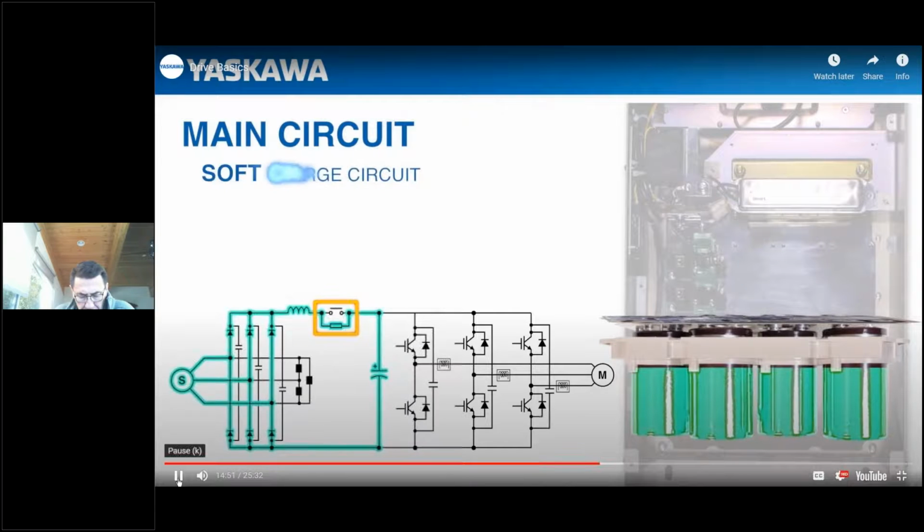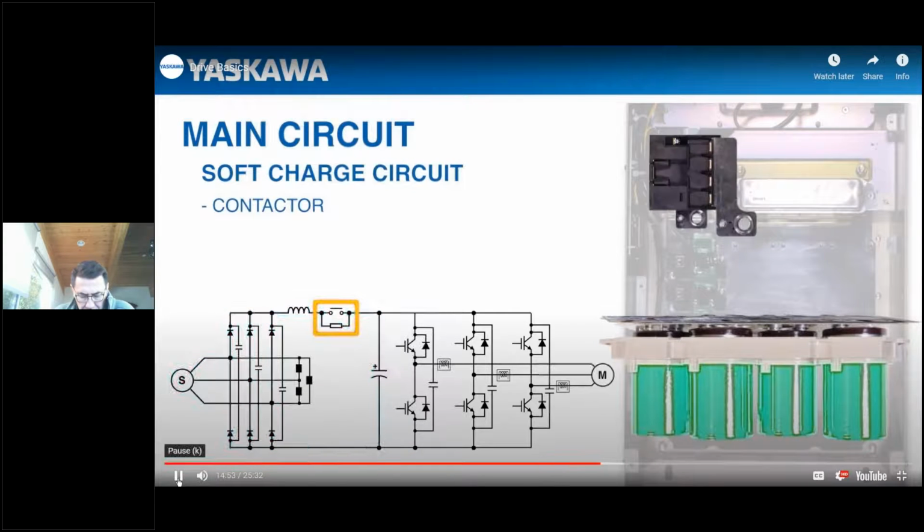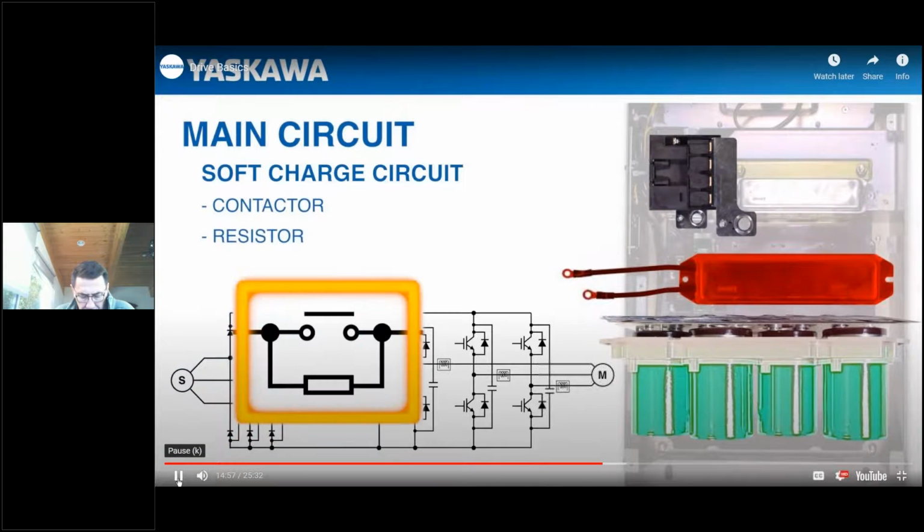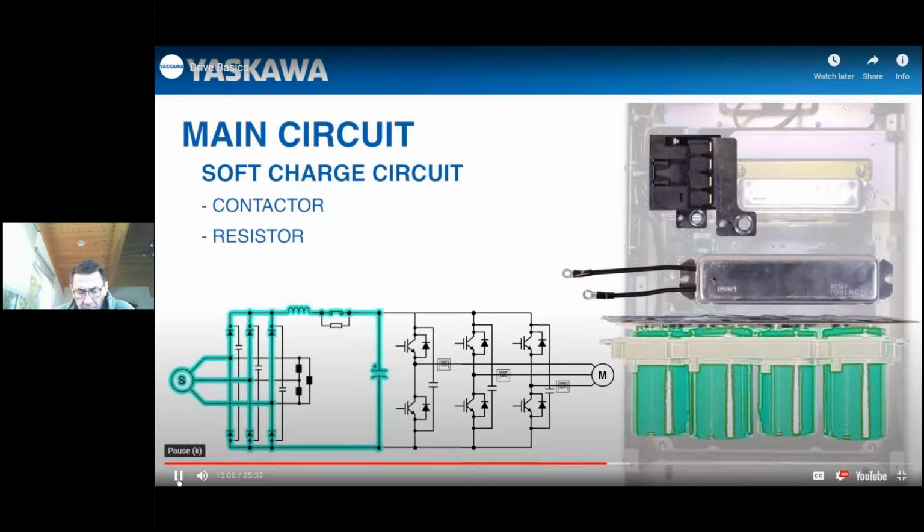Therefore, we use a soft charge circuit to slowly charge the capacitors. The soft charge circuit is made up of a contactor and a resistor. Now, the resistor limits the current flowing to the capacitor. After the capacitor charges, the contactor closes and bypasses the resistor. Remember, electricity, like most of us, will follow the path of least resistance.